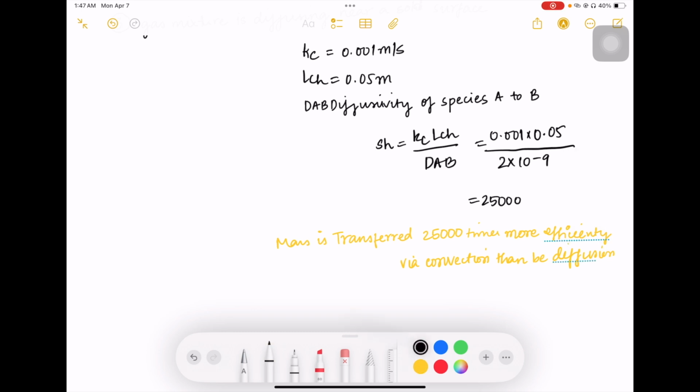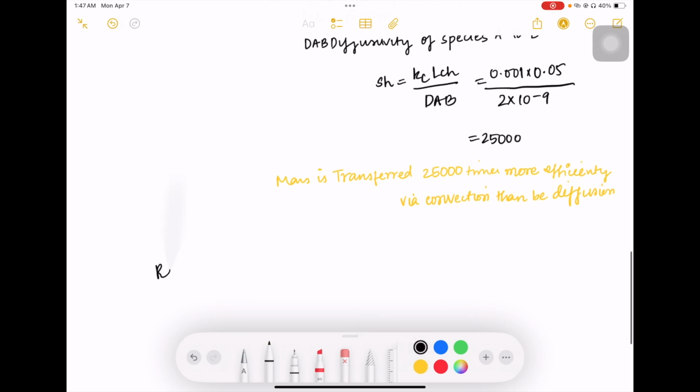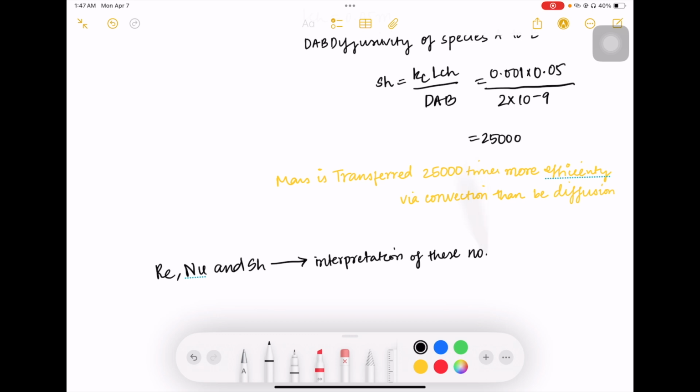So we have calculated the Reynolds number, the Nusselt number, and the Sherwood number, and we have understood all the interpretation of these numbers, right?